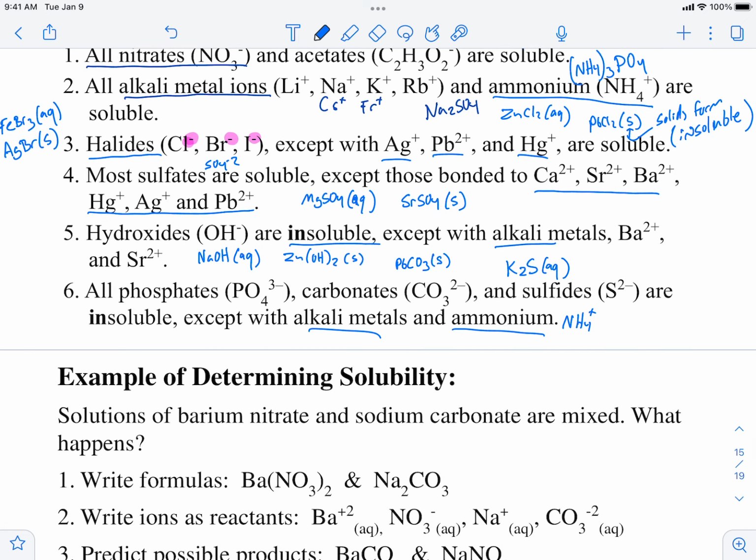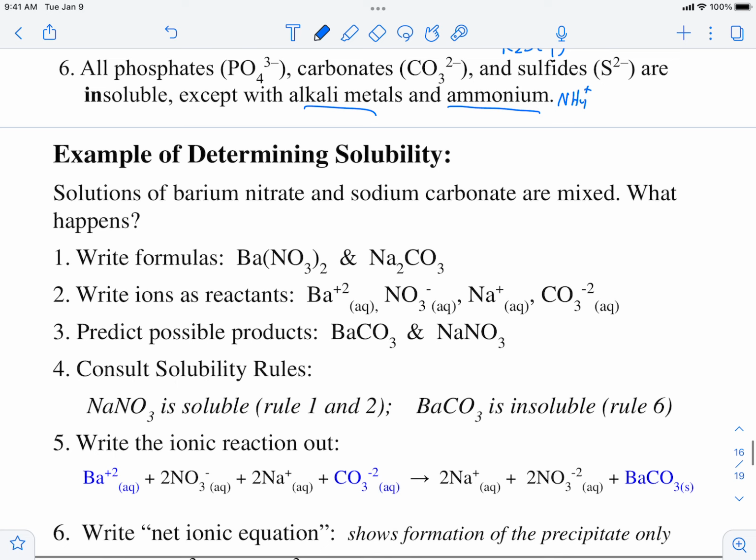Okay, so how does a problem like this work? What do we do? Here's how they generally look. They tell you we mix a solution of barium nitrate with sodium carbonate. The first thing you need to do is write the formulas. Barium has a +2 charge, nitrate has -1, sodium is +1, carbonate is -2. Check your charges, write your formulas correctly. Then split up all of your ions. Write them separately. So the barium is written by itself, the nitrate by itself, the sodium by itself, carbonate by itself.